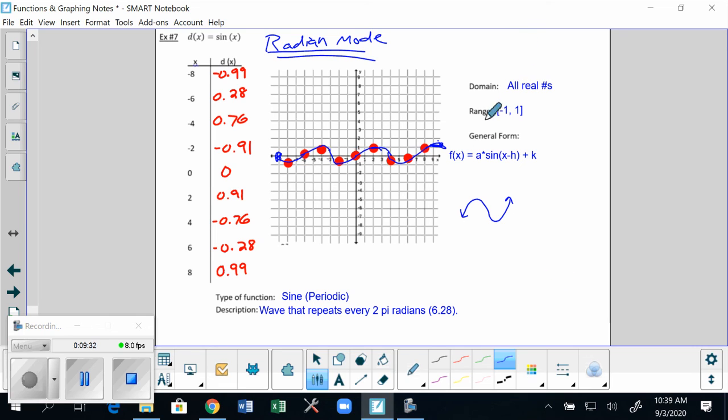So make sure you write down the general form. And again, the sine wave, as it's written now, never goes below -1 and never goes above +1. That's why the range is as it is. But the domain goes forever to the left and forever to the right. It just continues going in this wave over and over and over.